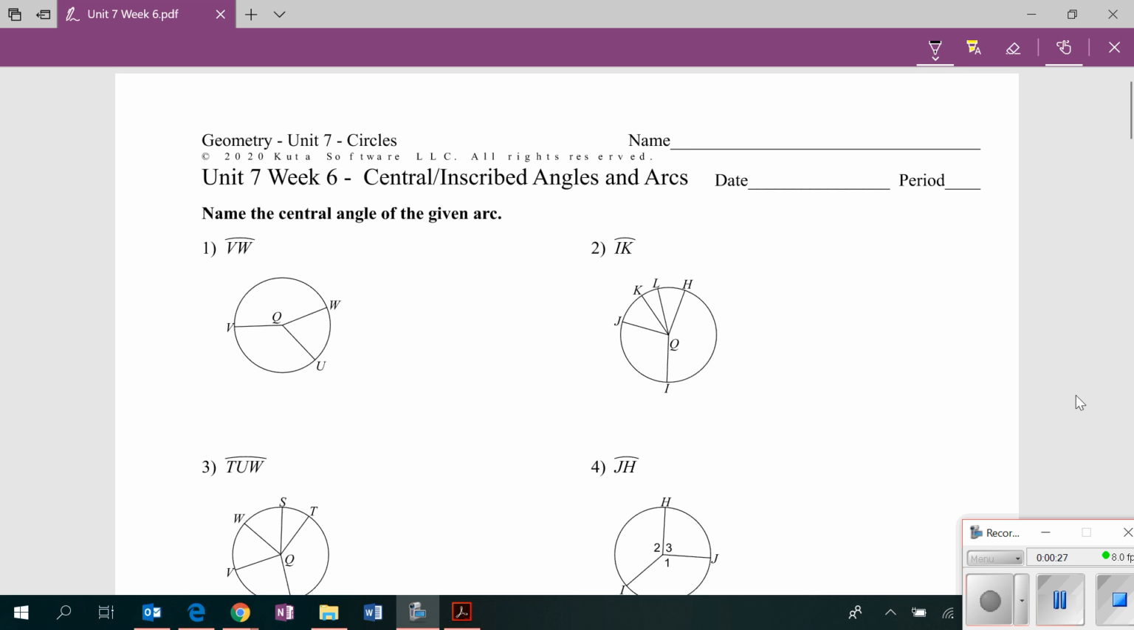So let's get started. With the first one, it says name the central angle of the given arc. So you see here, this denotes an arc, new notation, okay? And I need to name that angle. So VW is referring to this arc right here. This is a minor arc because it's not telling me I have to go through any other letter. That means that my angle is there and it's called VQW.